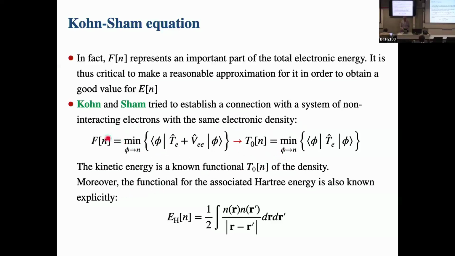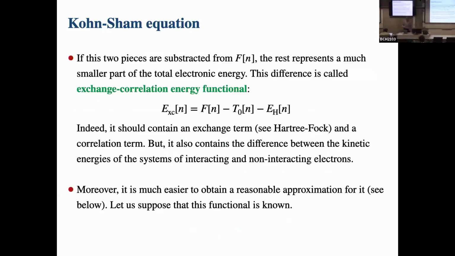And furthermore, they said that in this thing here, there must be something that looks like the Hartree term, which is also a known functional of the density. So out of this, they took two pieces that are known: the kinetic energy of the non-interacting electrons and the Hartree term. And they define the remaining as the exchange-correlation energy functional. So basically, out of this F[n], I remove my kinetic energy of non-interacting electrons, I remove the Hartree energy, and everything that remains is this exchange-correlation energy functional.